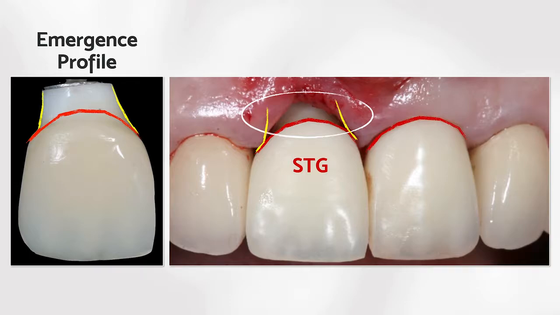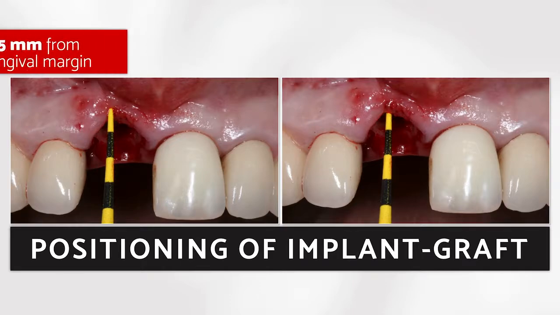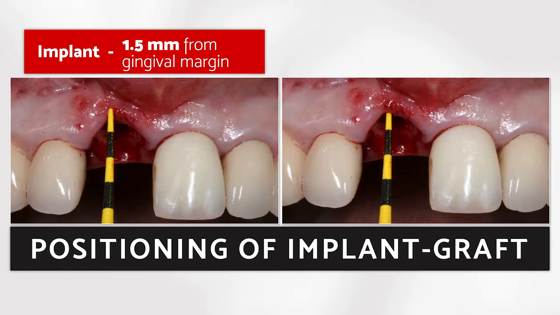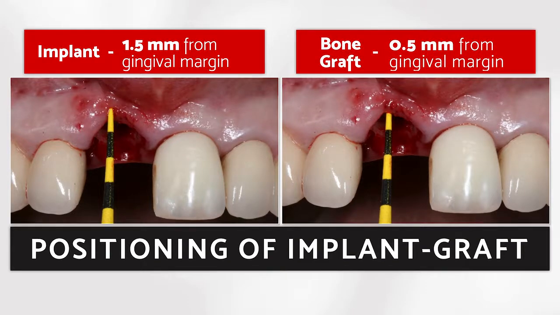And we built a concave contour at the proximal aspect of this provisional restoration, at the buccal and the proximal aspects. And how about the position of the implant and graft? The implant was placed 1.5 millimeters from gingival margin in the apical direction. Remember that we have a gingival recession around 1.5 millimeters. Now it's time to compensate the biological width. And the bone graft was placed half millimeter from gingival margin in the apical direction, just underneath the soft tissue.